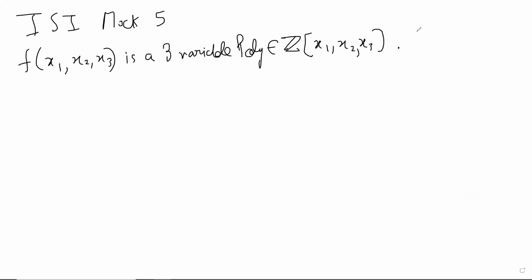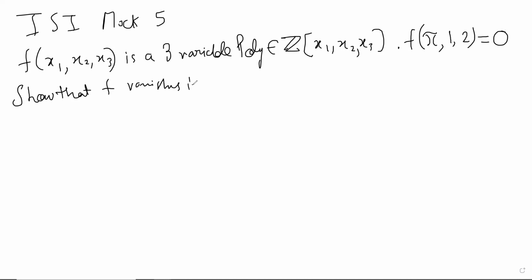But the very interesting thing is that pi comma 1 comma 2, this is a very strange thing, pi is coming up, makes it 0. Show that f has infinitely many roots. Show that f vanishes at infinitely many points. By infinitely many points, I mean you can take your points to be in complex numbers also. That is also fine. Or just let's think, then we can understand.